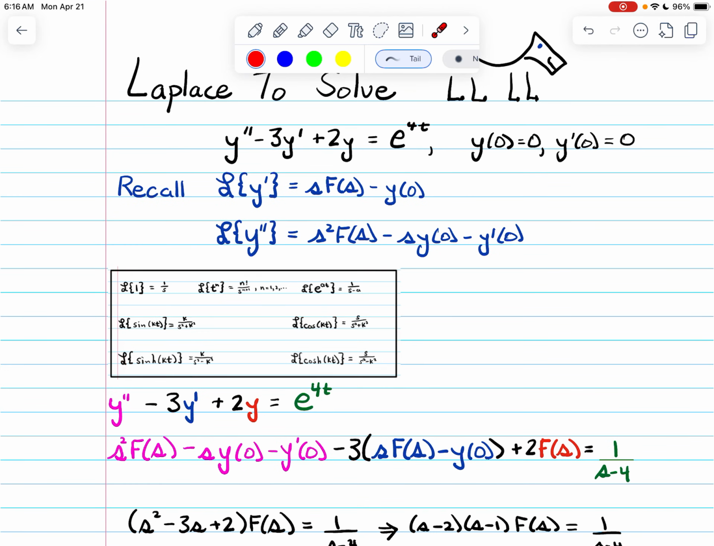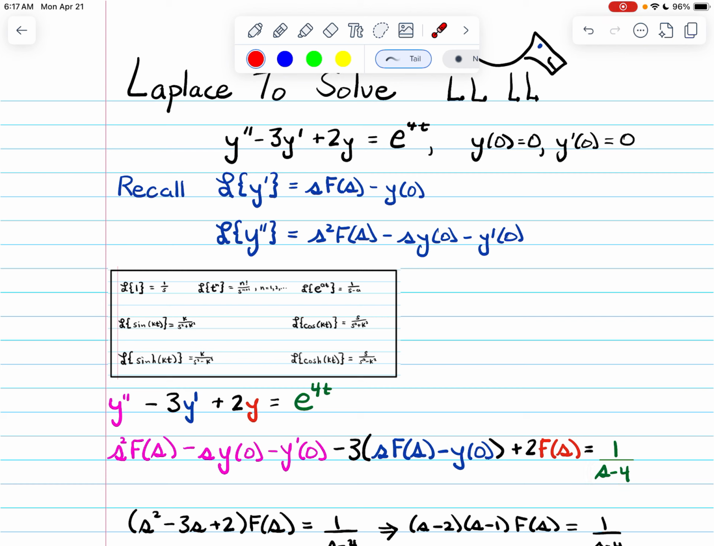Now, what we want to do is go through here on a Laplace transform rampage, and find the Laplace transform for everything that we can get our hands on. First of all, the y double prime. Here it is. Then the y prime. Here it is. And finally, just the y, I'll just write that as the Laplace transform. And then on the other side, e to the 4t. That's this right here, 1 over s minus 4. Okay?